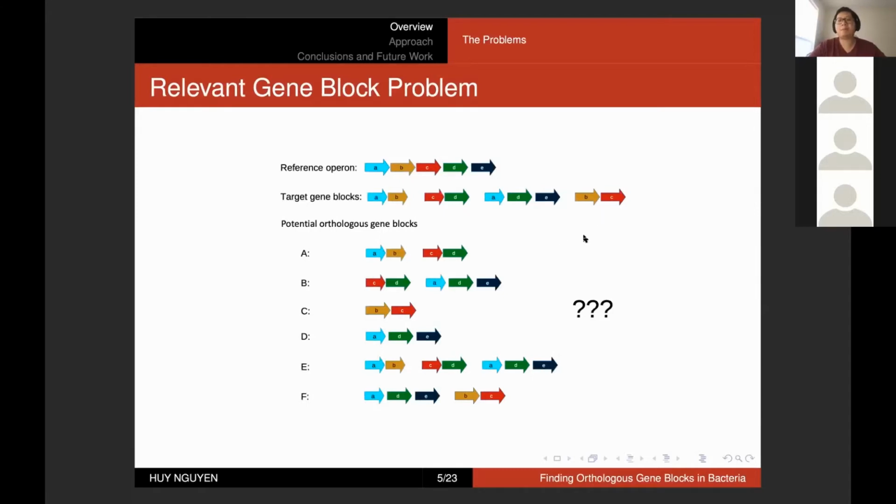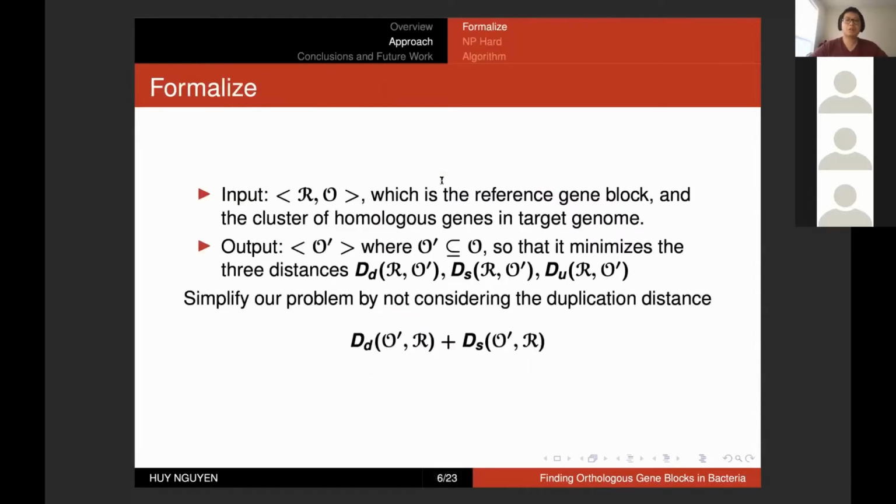The main problem is how to find a minimum relevant gene block so that it minimizes the three distances discussed above toward our reference operon. To formalize this problem, we're given a reference gene block, which is R, and a cluster of homologous genes in the target genome. Then we want to output O prime, which is a subset of O, so that it minimizes the sum of the three distances.